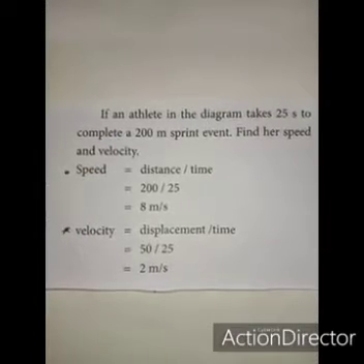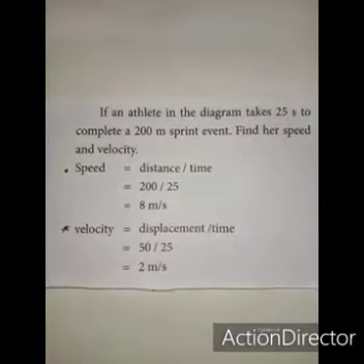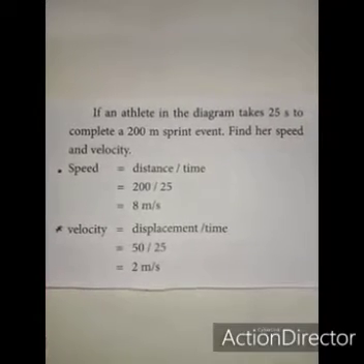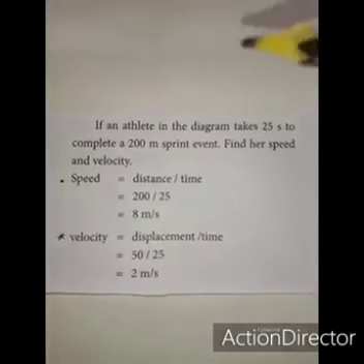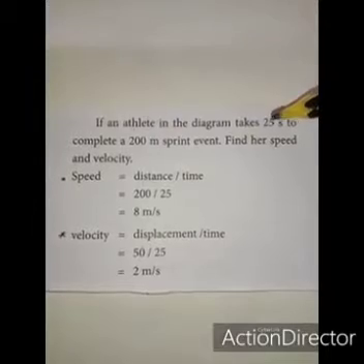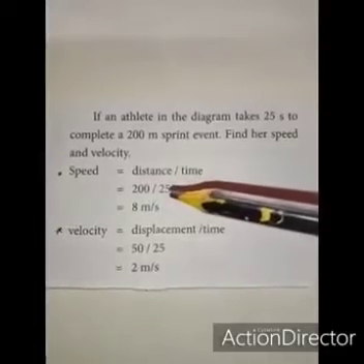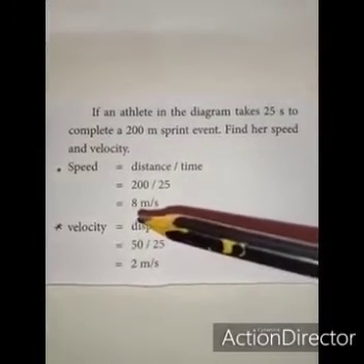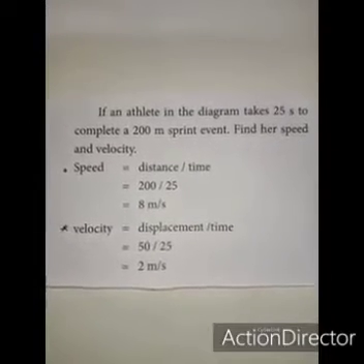In the given diagram, an athlete takes 25 seconds to complete a 200 meters sprint event. Find her velocity and speed. To find speed, we have the formula distance by time. Distance completed is 200 meters and time taken to complete the distance is 25 seconds. So, we are dividing 200 by 25. So, the speed is 8 meter per second. Speed of the athlete is 8 meter per second.